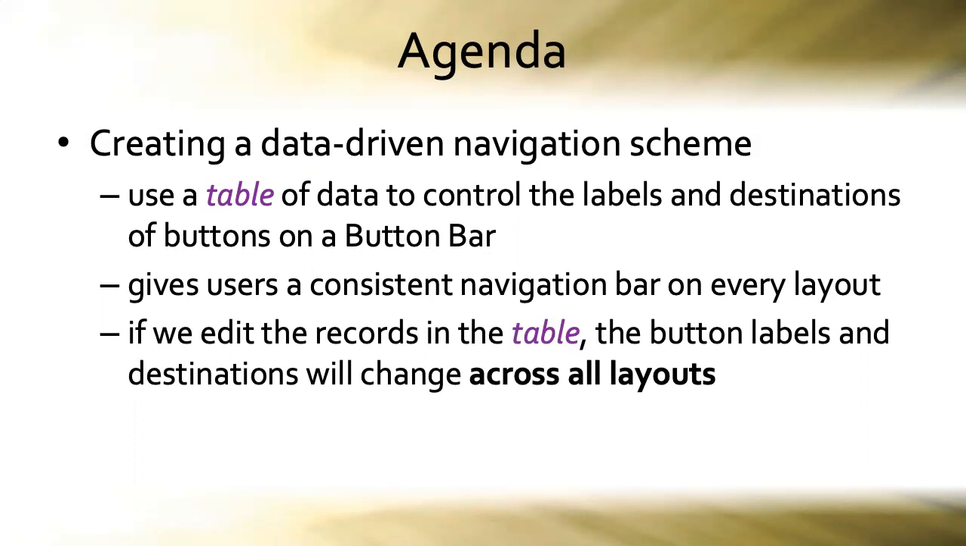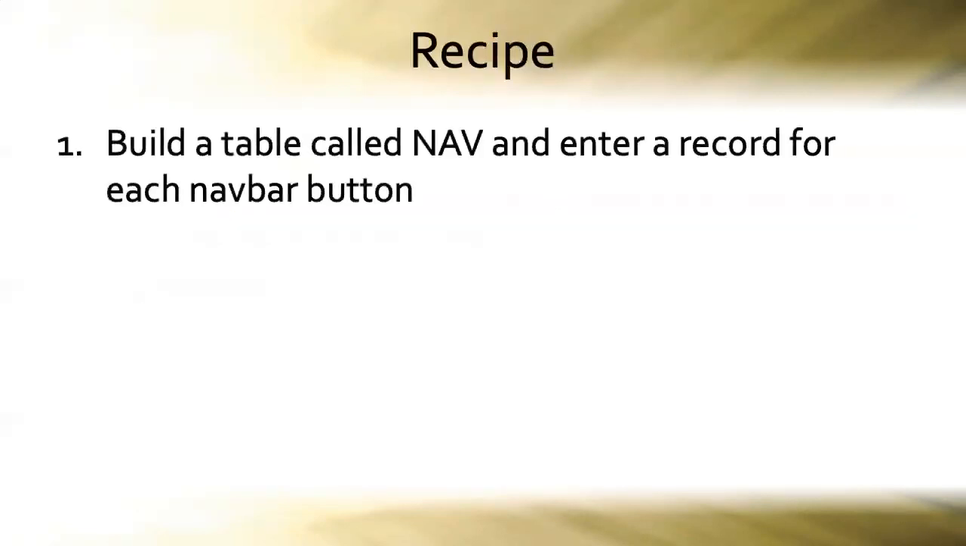This gives us another weapon in the struggle to find ways to update elements that appear on multiple layouts in our FileMaker database solutions. Here's the recipe that we're going to follow. First, we'll build a table called nav for navigation, and we'll enter a record into that table for each navigation bar button that we would like to present to our users.